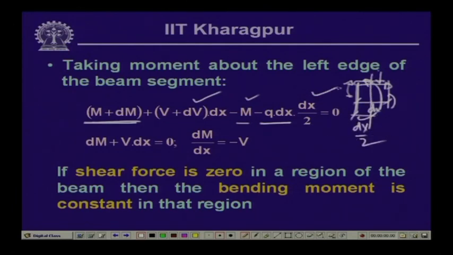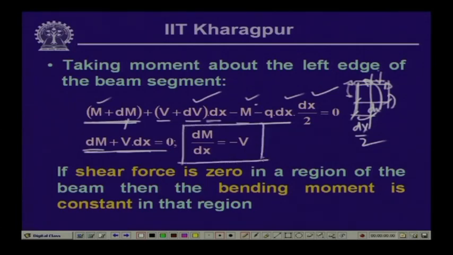So, this gives us the moment equilibrium, and if we eliminate the terms which are the product of small quantities, dV dx and q dx squared by 2 kind of terms, then we have this M getting cancelled. So, here we are left with dM plus V times dx, which is equal to 0, and the rest of the terms get cancelled out. Now, from this we get that dM/dx is equal to minus V.